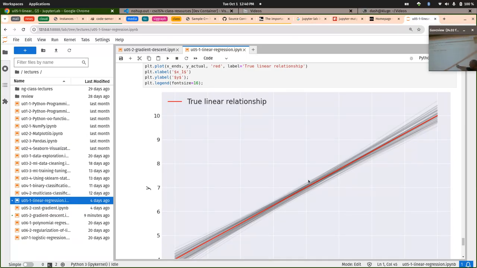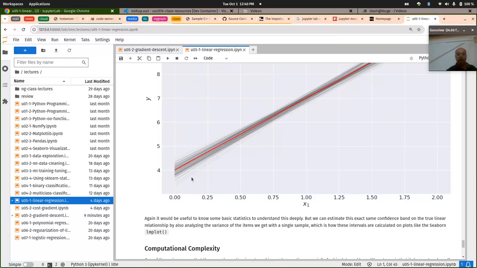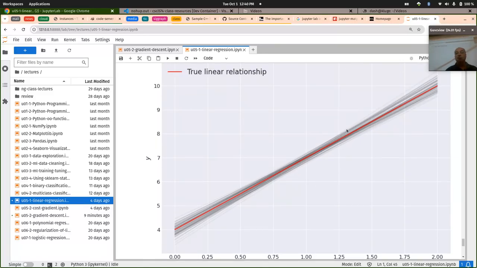The true model, the reality, was the red line here. That was the true intercept of 4 and slope of 3, right? But you'll get a bunch of slightly different fits. And that's what you're doing when you're really fitting a model to some set of data. You never know what the true relationship is, what reality is.